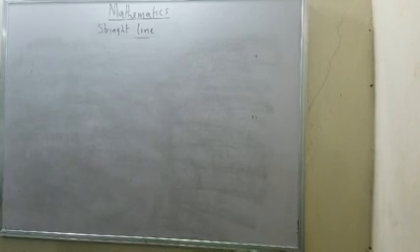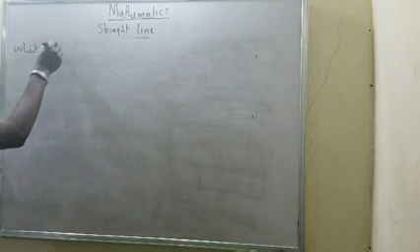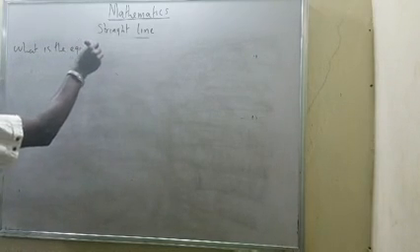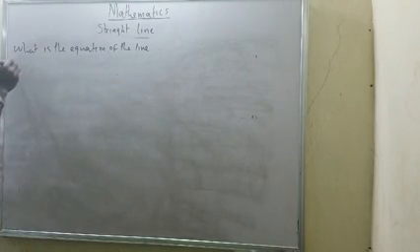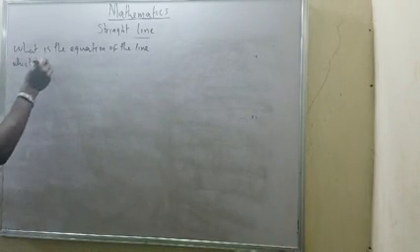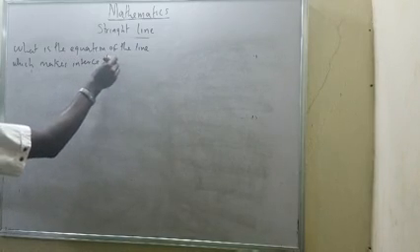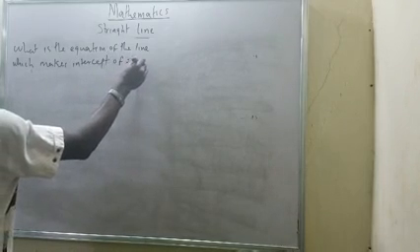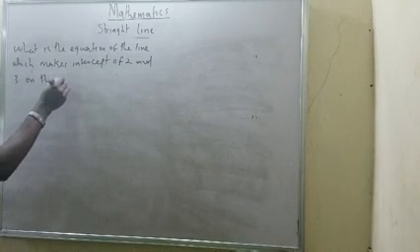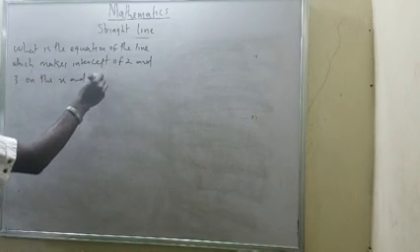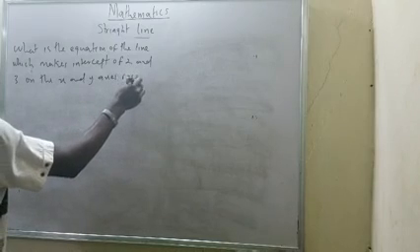These are very common in any exam. Okay, this is a question here. What is the equation of the line which marks intercepts of 2 and 3 on the x and y axis respectively?